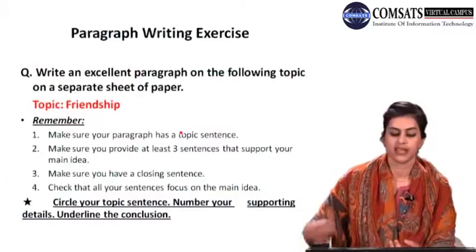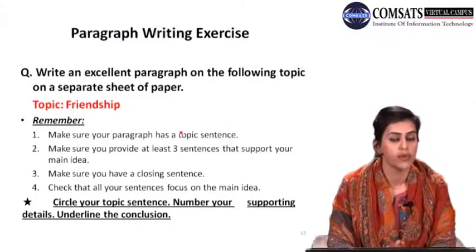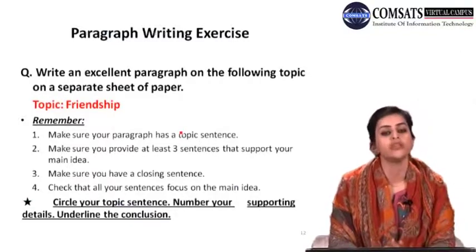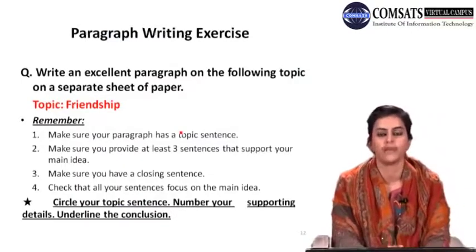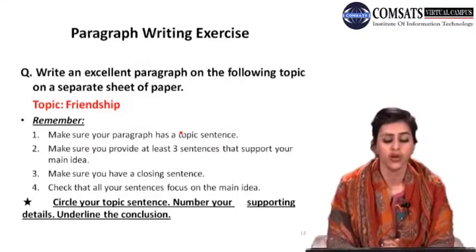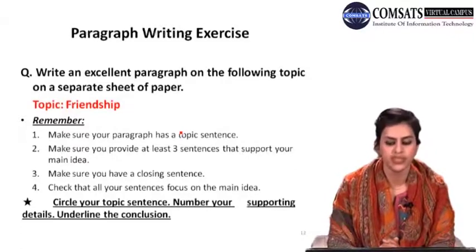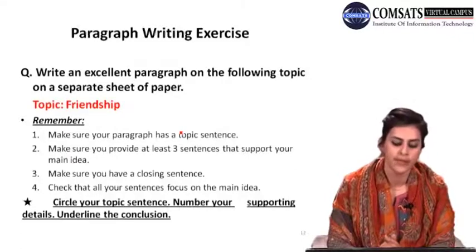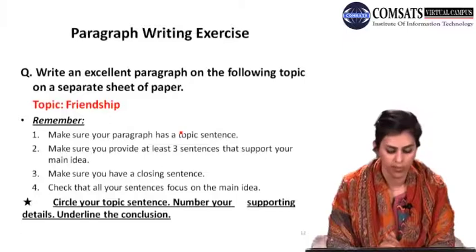Let's give you an exercise. Take out a piece of paper. I hope you have one with your pen in your hand. You are supposed to write an excellent paragraph on the topic friendship. Now you are supposed to remember some rules. Make sure your paragraph has a topic sentence. Make sure you provide at least 3 sentences that support the main idea. So there are going to be 3 supporting sentences that elaborate your topic sentence.